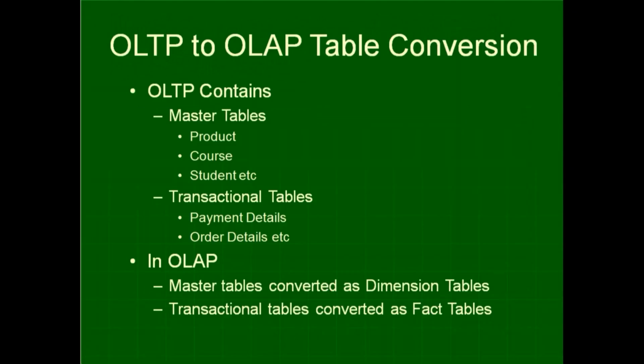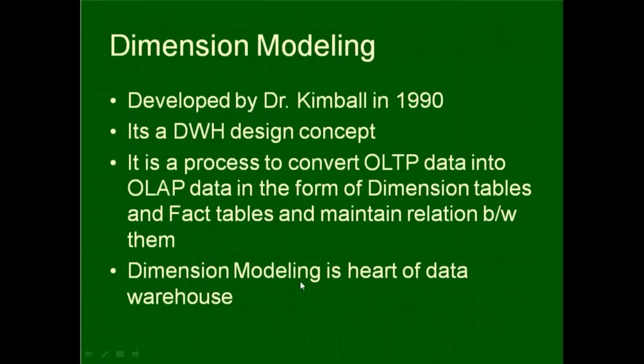Clear? But tomorrow we'll understand how we can implement dimension modeling, developed by Dr. Kimball in the 1990s. It's a design principle. It's a process to convert OLTP data into OLAP data in the form of dimension and fact tables and maintain relationships between them. Dimension modeling is the heart of data warehousing. Clear? So as a layman, you can say all the master tables are your dimension tables. All the transactional tables are your what tables?